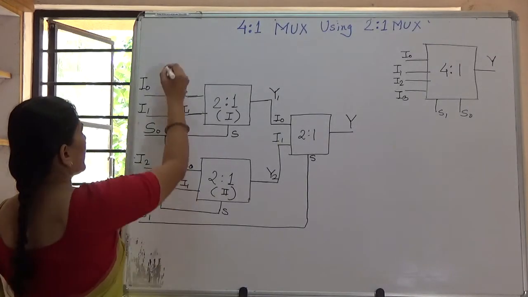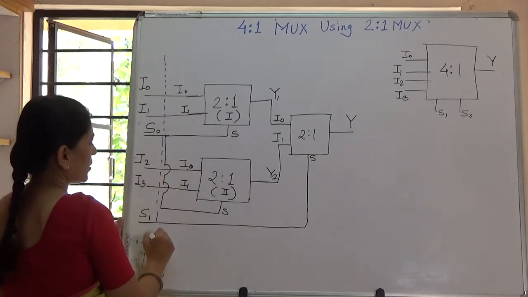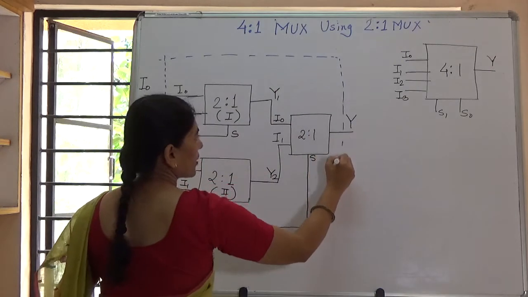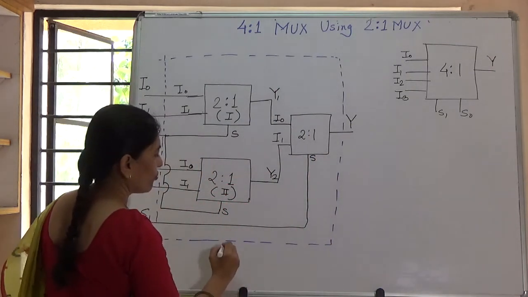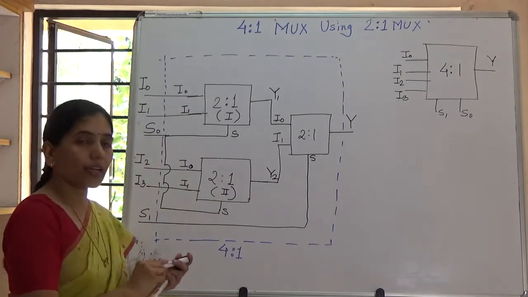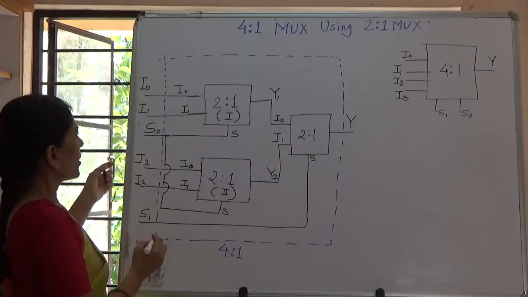Let us see whether this will now work as a 4:1 multiplexer. If we put this entire block, this is the 4:1 multiplexer. Let us see whether it will function the way a simple 4:1 multiplexer works.